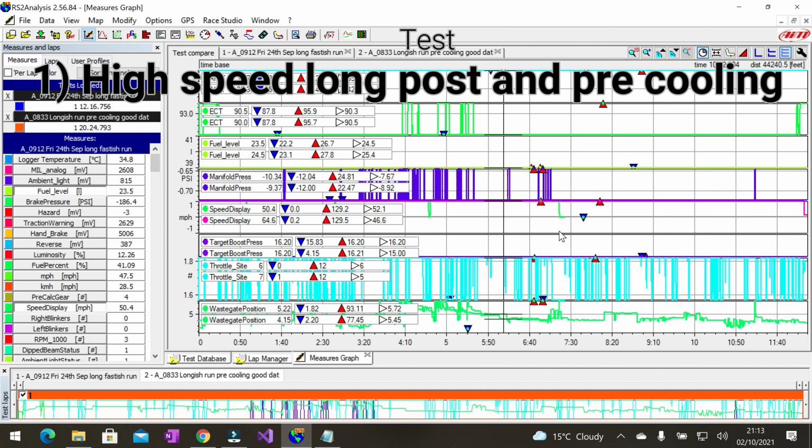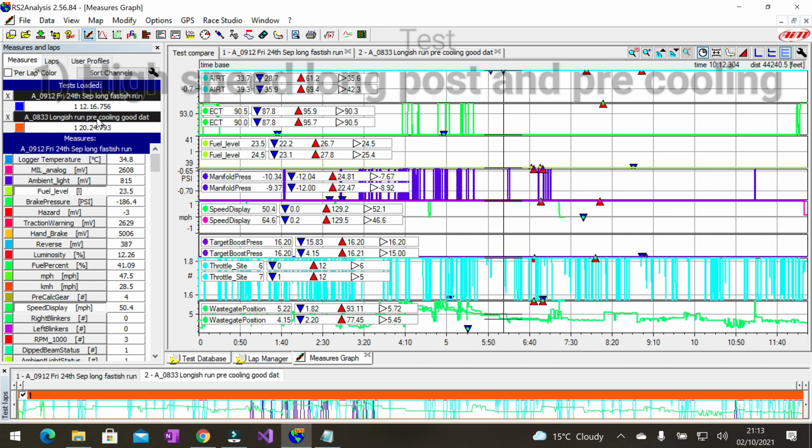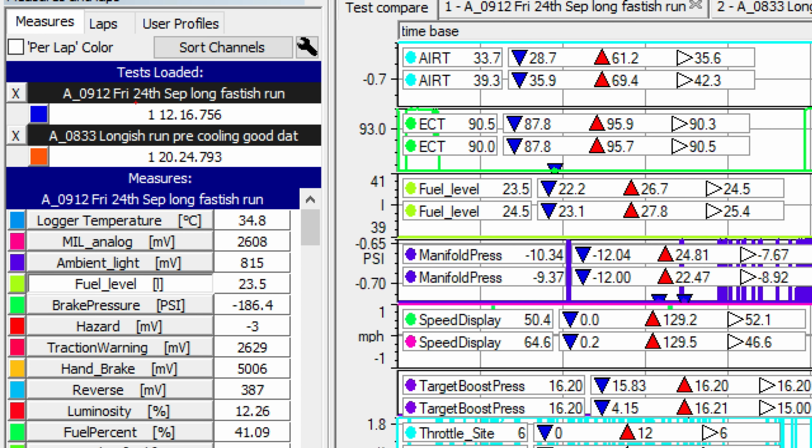Okay, so the next data set that I've been looking at here is what I call the longish fast run. It was on a private road, so not on the track. You can see here the two different data sets. This one is on Friday the 24th of September. Temperature was slightly higher, 22, 23 degrees, something like that, and it's 12 minutes long. And this one, I don't remember the date, I think it was July 19th, something like that. That's not important, but the temperature is pretty similar, and this was a 20 minute run.